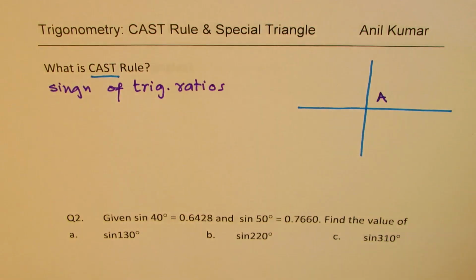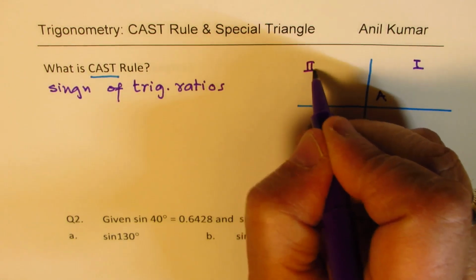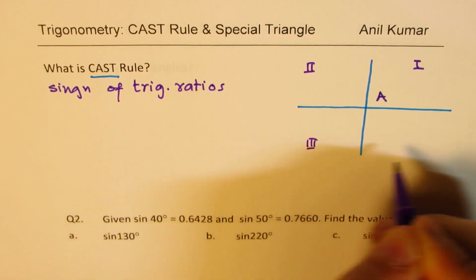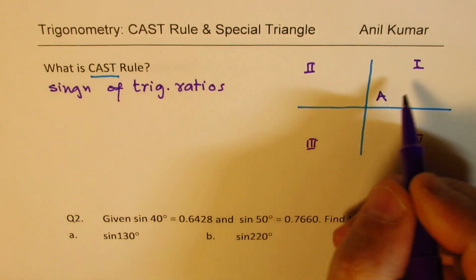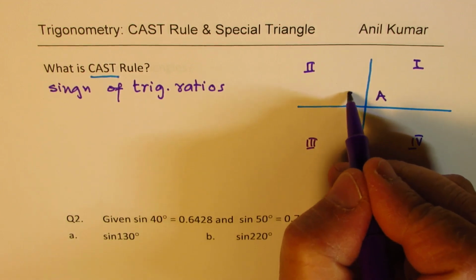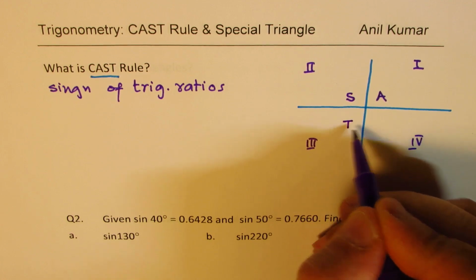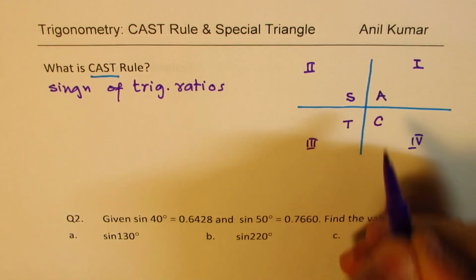Whether they are positive or negative. So this is our quadrant 1, that is quadrant 2. Here is quadrant 3, and then we have quadrant 4. In quadrant 1, all trigonometric ratios are positive. Sine is positive in quadrant 2, tan in 3, and cosine in 4.